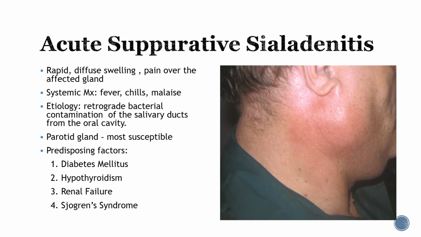Stasis of salivary flow secondary to dehydration or significant hemorrhage permits retrograde migration of bacteria and produces suppurative infection of the gland parenchyma. The parotid gland is the most susceptible to such infections. Predisposing factors might lead to acute cellulitis, so this includes diseases such as diabetes mellitus, hypothyroidism, renal failure, Sjogren syndrome.